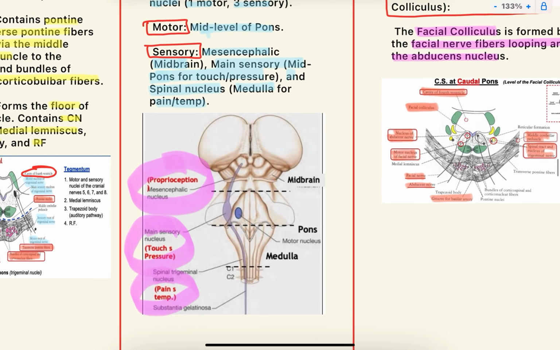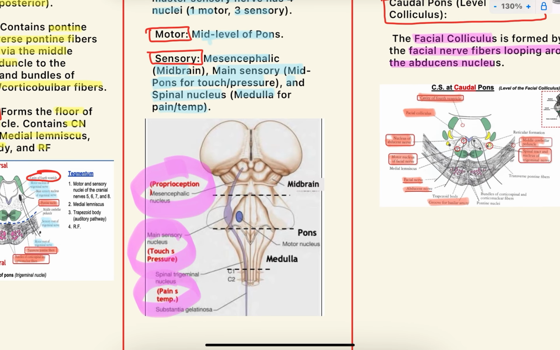The motor one will be in the mid-level of the pons. So the motor one, it will be here, exactly. The motor nucleus in the mid-level of the pons. And then the sensory will be divided into 3. The mesencephalic one, which will be the most upper one, okay? It will be in the midbrain.